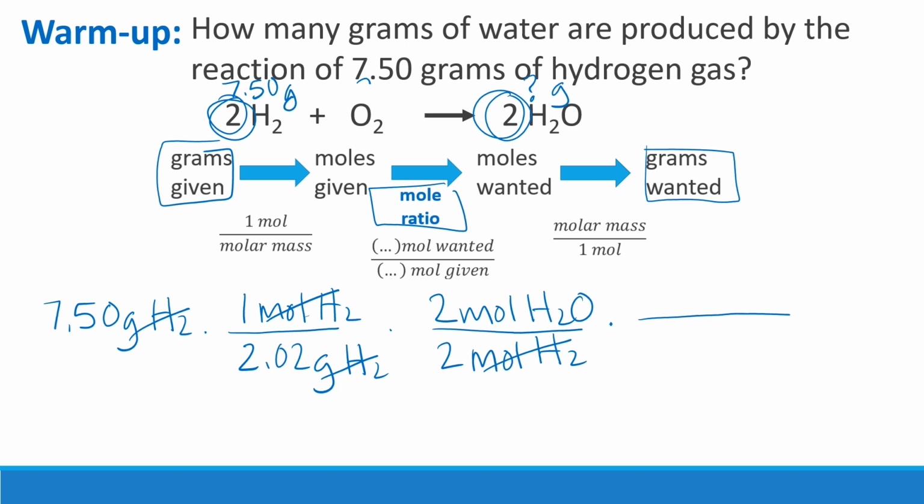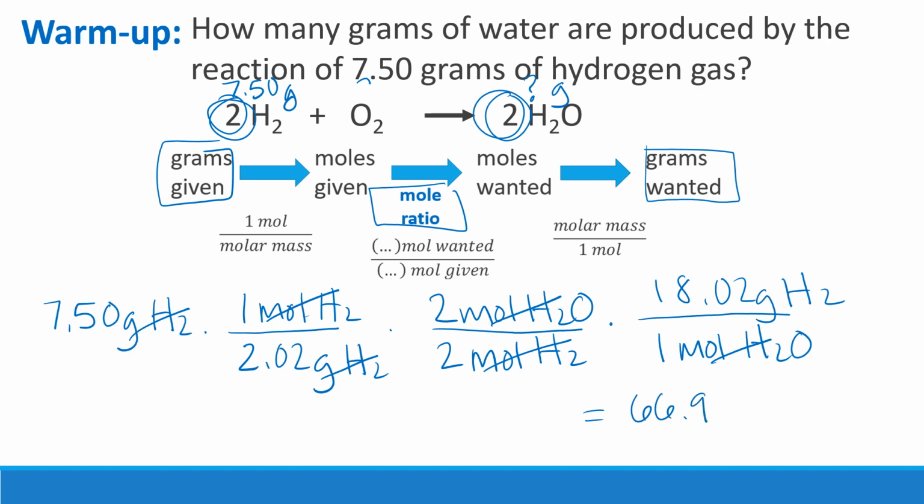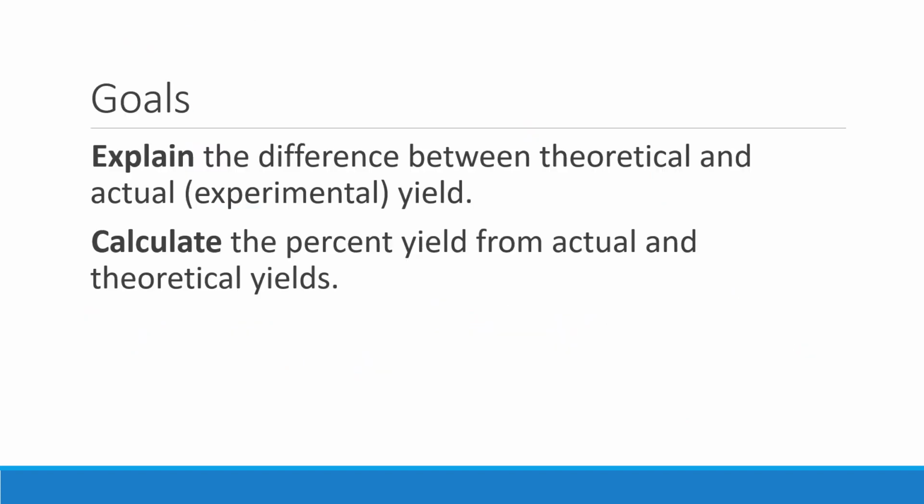Right? And then my final step is to convert moles of water to grams. So here I do 1 mole H2O, and the molar mass of water is 18.02 grams. Okay, that cancels out moles of water, and I just have to run that through my calculator. And when I do that, I got 66.9 grams of water. So that's our mass conversion, and we'll be doing some more of that today. That'll come into play in our yield.